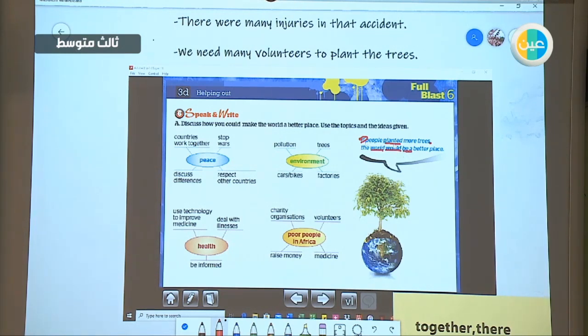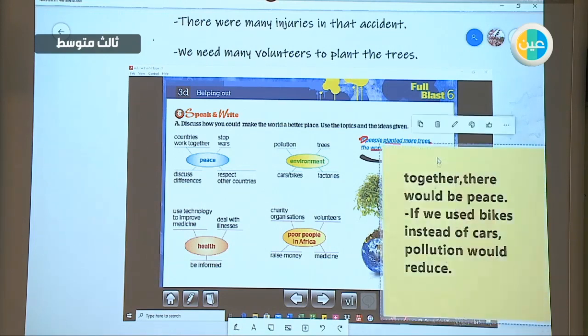So, if in the if sentence we use a verb in the past tense. In the main clause, we're going to use would or could plus a verb in the infinitive. Now, let's see the sentences together. If we have, for example, peace: countries work together, stop wars, discuss differences, respect other countries. What can we say about this idea using the conditional sentence?